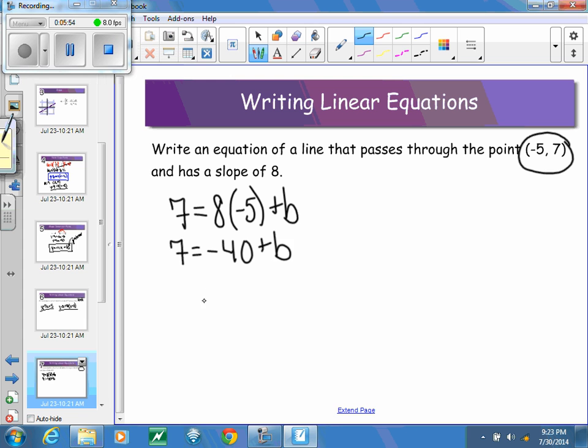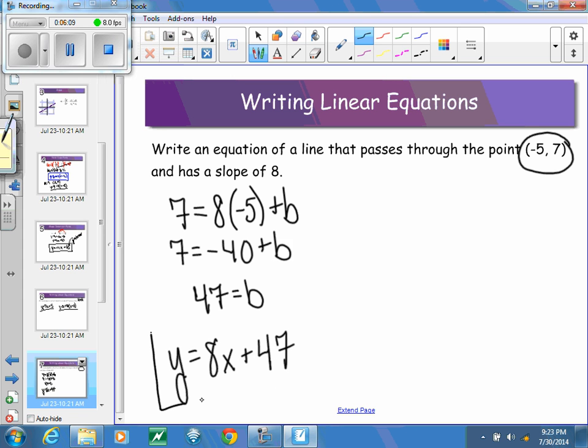Add 40 to both sides. And now 47 is equal to b. So now I have my y-intercept and I know what my slope is. So y is equal to 8x plus 47. So there's our slope-intercept form.